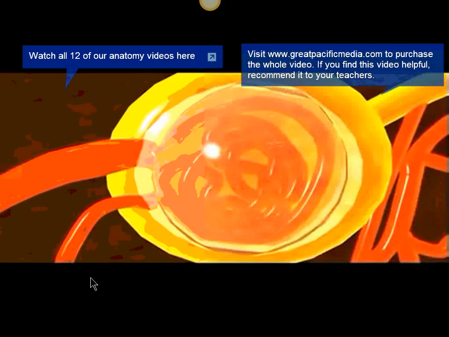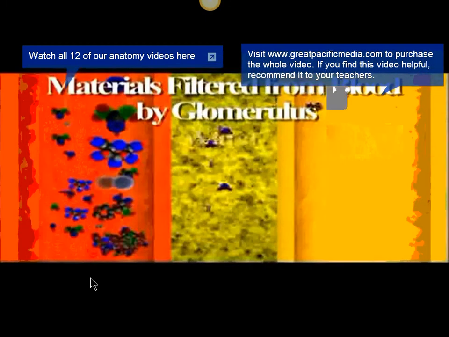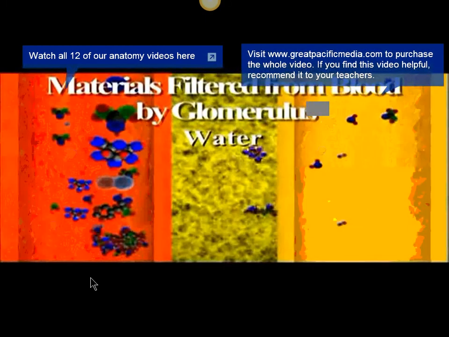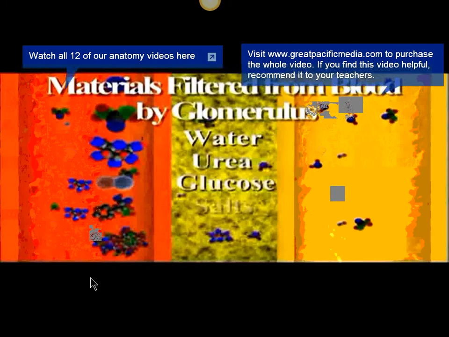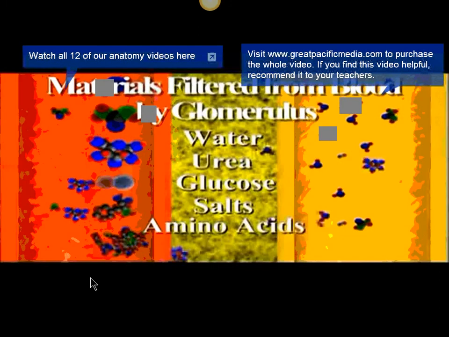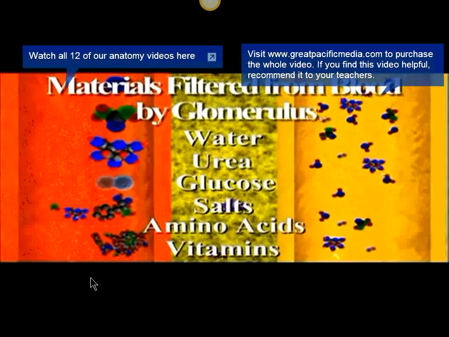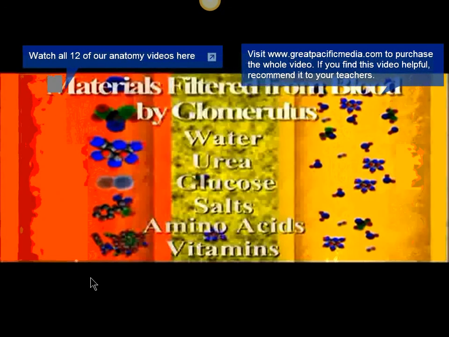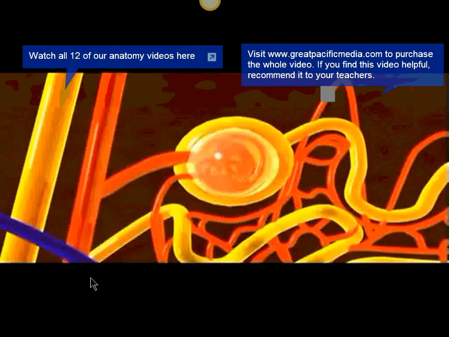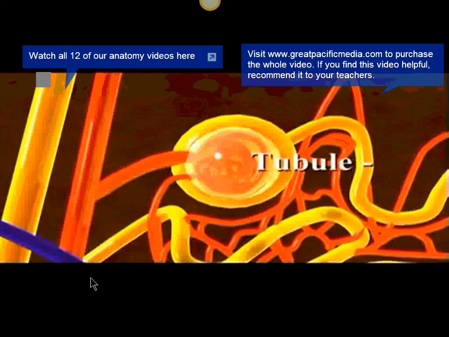Within the glomerulus, the pressure forces water and many dissolved substances such as urea, glucose, salts, amino acids, and enzymes through the capillary wall in a process called filtration. The resulting fluid, called filtrate, is collected in the Bowman's capsule for transport through the tubule.